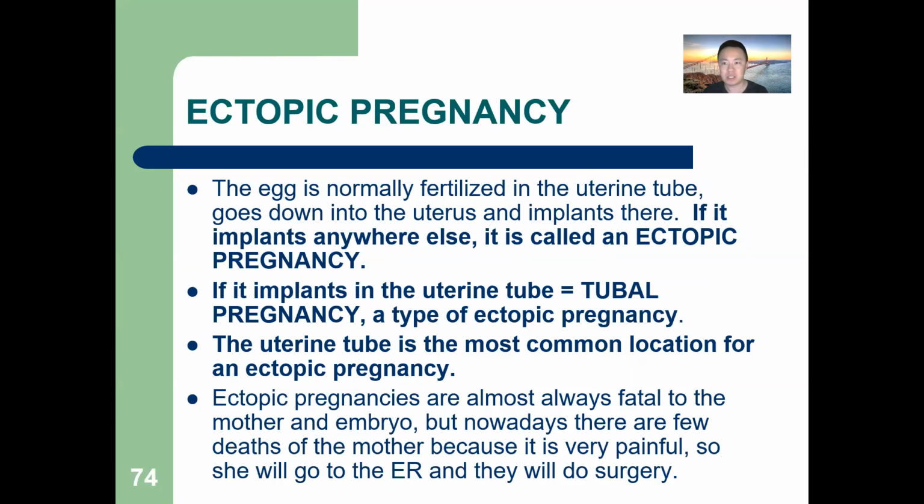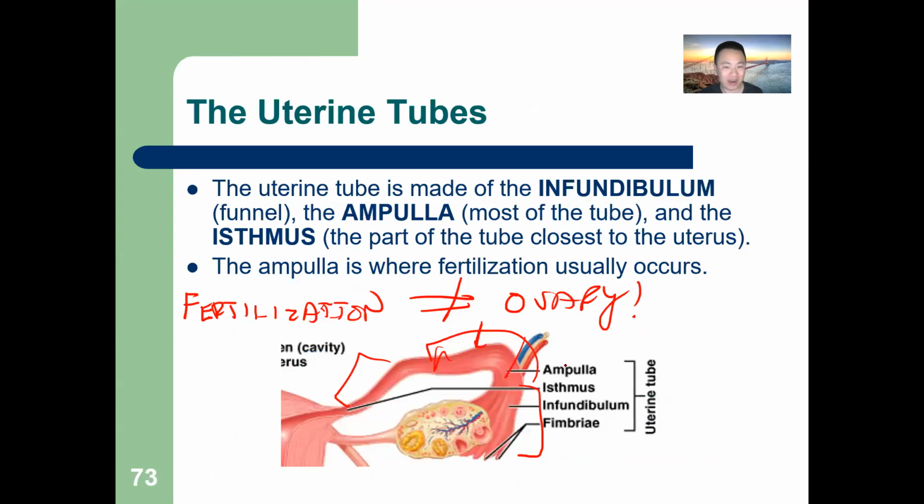Any other place other than the uterus is called an ectopic pregnancy. If it implants in the uterine tube, it's called a tubal ectopic pregnancy, or just tubal pregnancy for short. The uterine tube is the most common location for the ectopic pregnancy. So right here, sometimes the egg cell is still making its way down to the uterus, but it doesn't make its way in time enough, so it burrows right there in the fallopian tube.